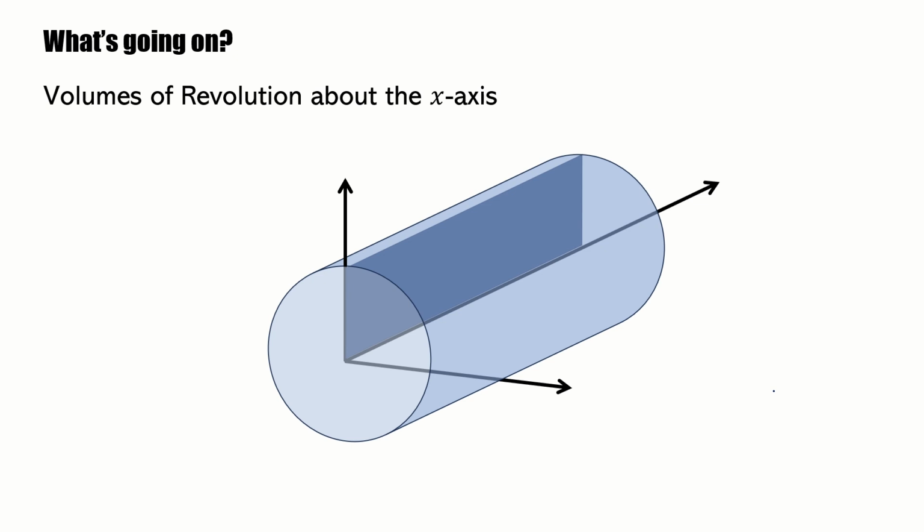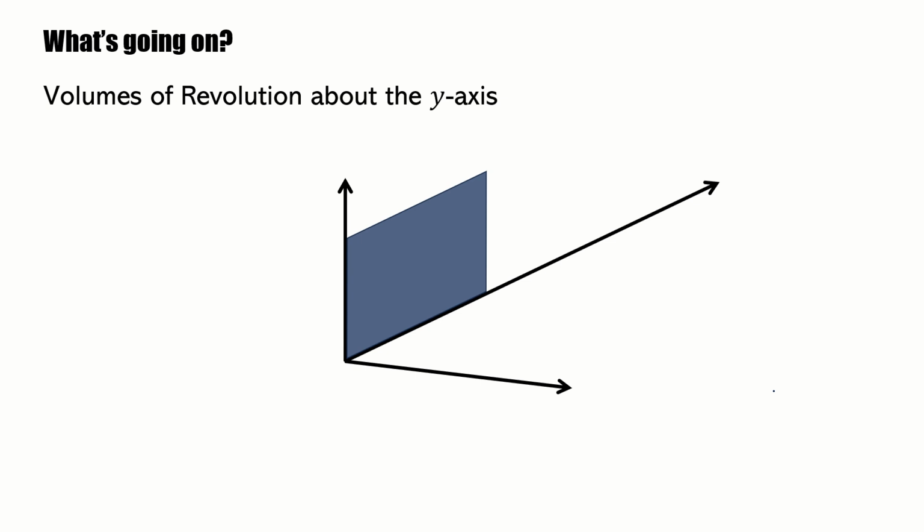But that's volumes of revolution about the x-axis. What about volumes of revolution about the y-axis? Well, it's pretty much a very similar idea, but the y-axis will now hold the role that the x-axis had before. There also are some changes to how we do the calculation, more importantly, because of course volumes of revolution is the idea of actually calculating the volume of that shape you've created.